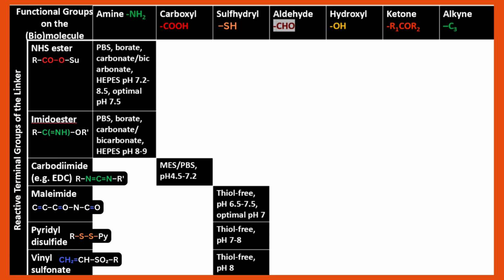For example, look at NHS esters on the left. They react well with amine groups from the top row, especially in PBS or HEPES buffer around pH 7.5. The actual reaction occurs when the carbonyl carbon of the NHS ester is attacked by the amine, forming a stable covalent bond. So this table not only shows you what reacts with what, but also how and under which conditions the chemistry works best.